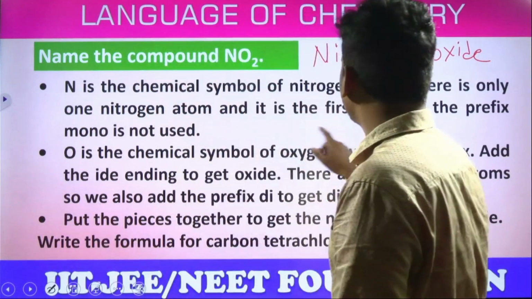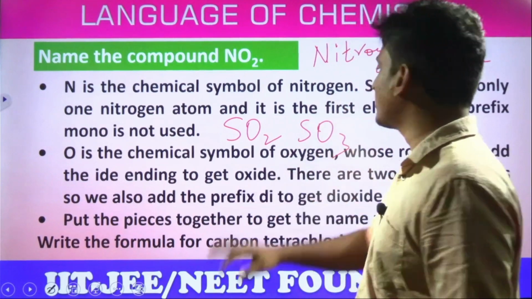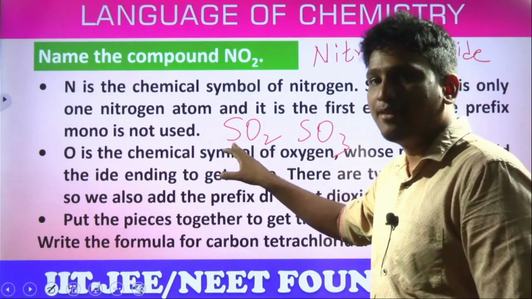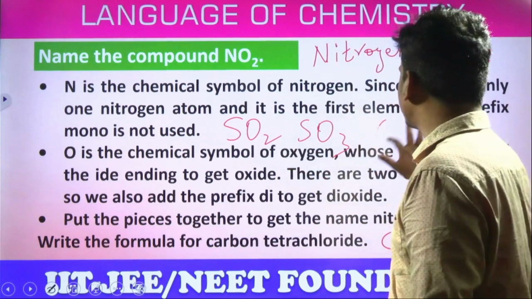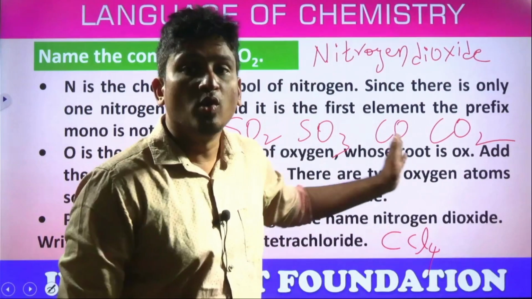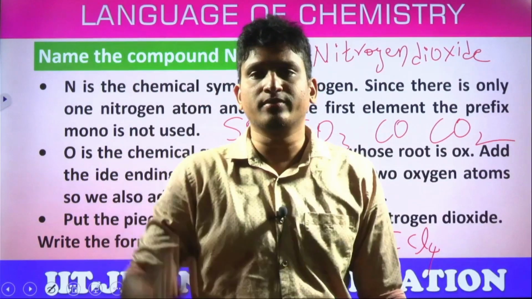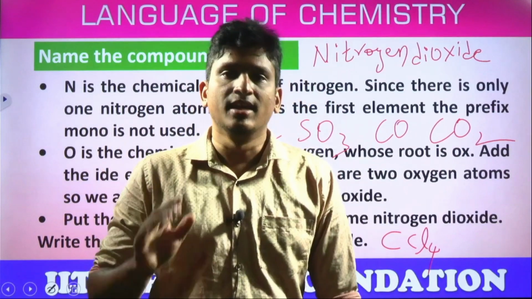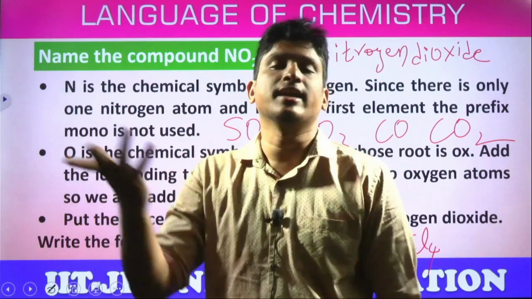For example, SO, SO2, SO3. What are the names? This is sulfur dioxide. This is sulfur trioxide. Next, CO, CO2. What are the names? Carbon monoxide. This is carbon dioxide. SF4, SF6. What are the names? Sulfur tetrafluoride, sulfur hexafluoride, like that.